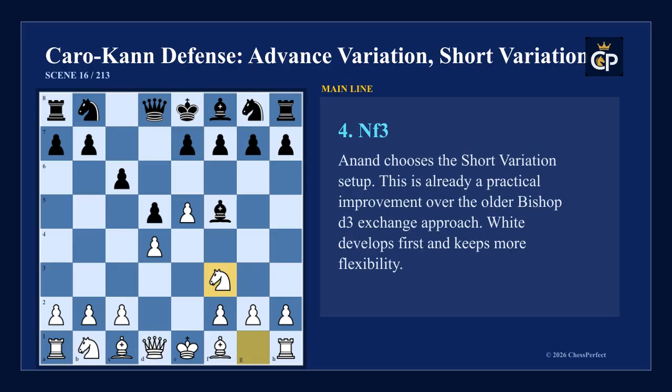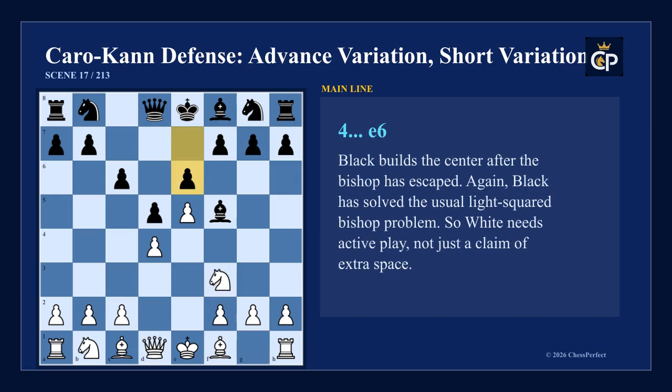Knight f3. Anand chooses the short variation setup. This is already a practical improvement over the older bishop d3 exchange approach. White develops first and keeps more flexibility. e6. Black builds the center after the bishop has escaped. Again, Black has solved the usual light-squared bishop problem. So White needs active play, not just a claim of extra space.